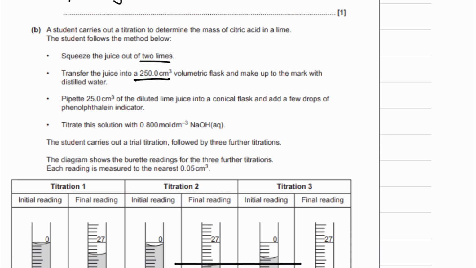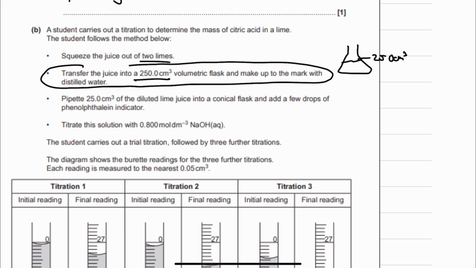Now, I always recommend being able to visualize the questions, especially if it's a practical question such as this. But if you can't do that, then it's a very good idea to just draw out what's happening within the question. So the juice is transferred to a 250 centimeters cubed volumetric flask. So this is that juice, and made up to the mark using distilled water. Oh, so then we can identify from what we just went through that this is the standard solution, which is the solution that we'd have the known concentration of.